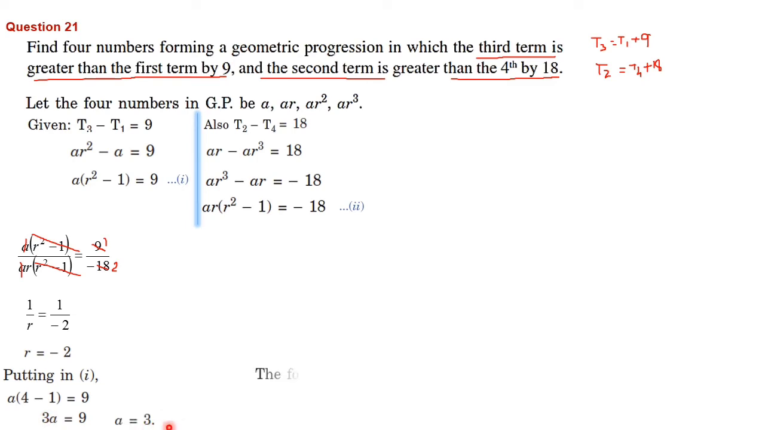So the four terms of the GP, as per our assumption: the first one is A, which is 3. Then AR means 3 into minus 2, which is minus 6. AR square means 3 into R square, which is 4 here, so 3 into 4 is 12. AR cube means A is 3, R cube is minus 2 the whole cube, which is minus 8, so 8 into 3 is 24, minus 24. So these are the four terms of the GP.